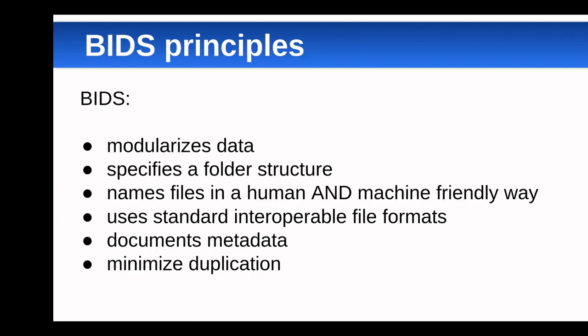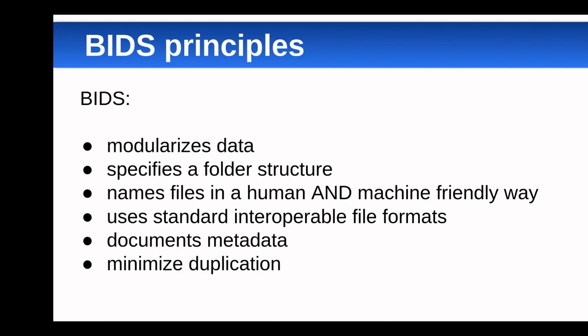But more specifically, BIDS tries to do a few things. It forces you to modularize your data. It forces you to specify a folder structure, and it gives you strict rules on how to name your files in a way that's friendly for humans and also computers. It relies on standard, interoperable file formats. And BIDS gives you plenty of ways to document your data and also tries to minimize duplication of information about your data.